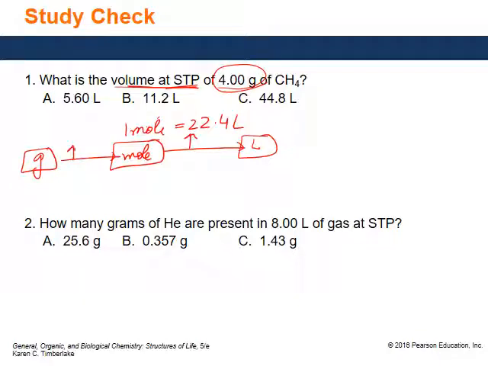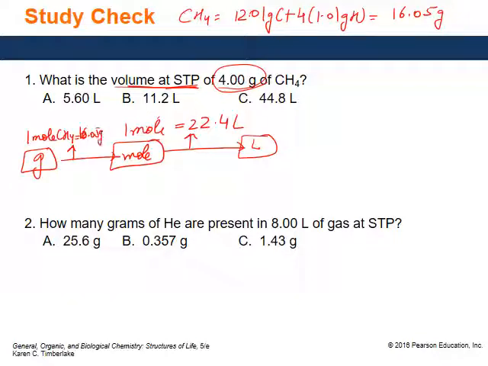And the conversion factor to go between grams and moles would be molar mass. For molar mass, you look up your periodic table. Carbon is 1 atom, so 12.01 grams of carbon, plus 4 atoms of hydrogen, so 4 times 1.01 grams of hydrogen. If you plug this all into the calculator, this would give you 16.05 grams of CH4.